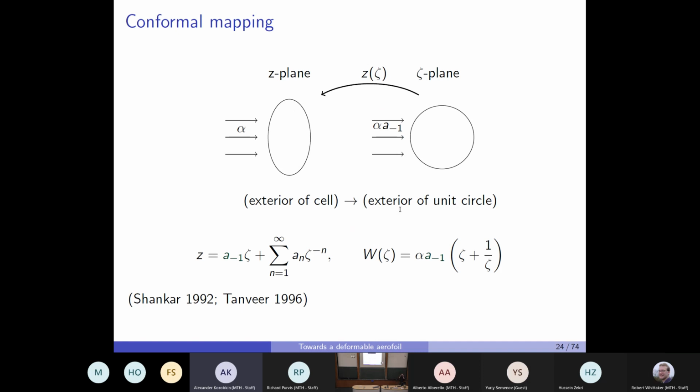So I said we'll use a conformal mapping. This is essentially following what Shankar did in 1992, and Tanvir did something similar. We introduce a conformal mapping and map whatever the cell shape is, which we don't know in advance, into the unit circle in the zeta plane via the mapping given below. It's in terms of an infinite expansion in inverse powers of zeta. What you want to know in order to get the shape of the cell are these coefficients a_n. These are the things that you're trying to calculate, and the way you calculate them is by enforcing the boundary conditions. That gives you these coefficients, and once you've got those, you can work out the shape.